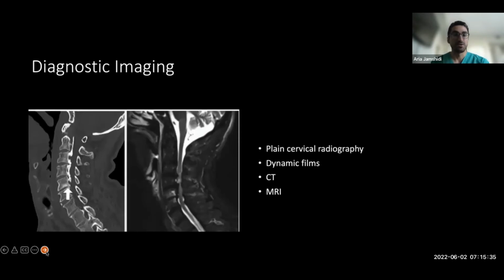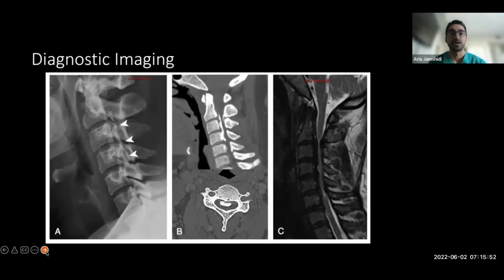So now I just want to delve into the diagnostic imaging. So in terms of the workup of these patients for surgical planning, these are all the imaging studies that can be helpful, obviously. So plain cervical radiographs, dynamic films also can be very important, as well as CT and MRI can help elucidate the severity of the underlying disease.